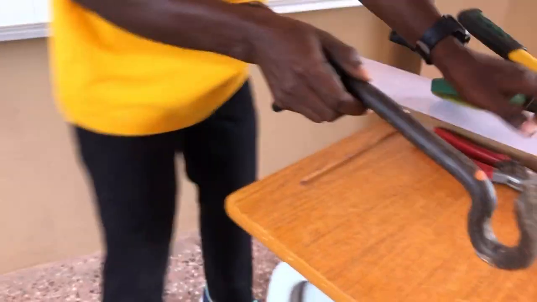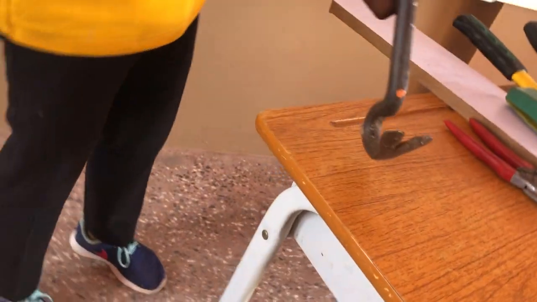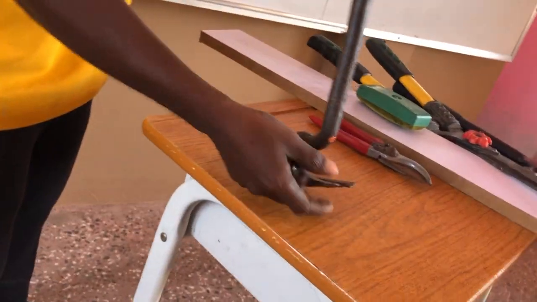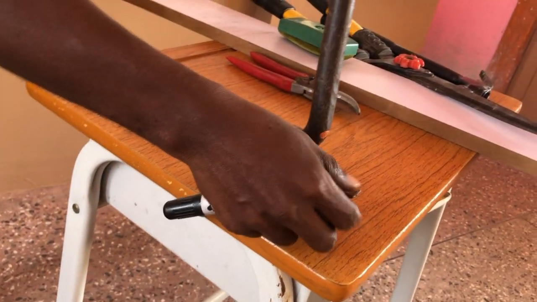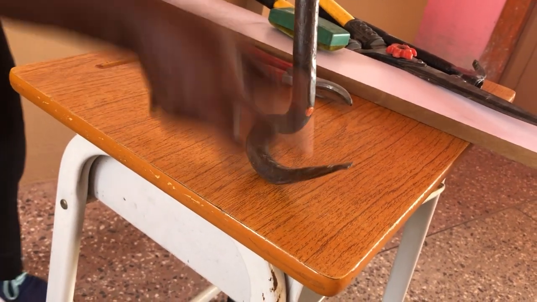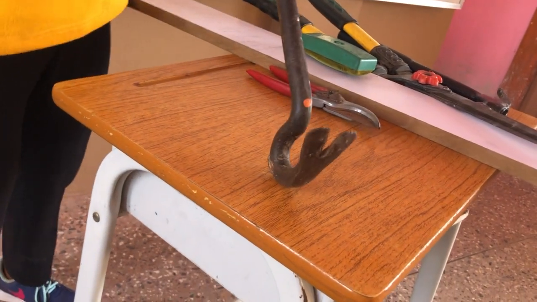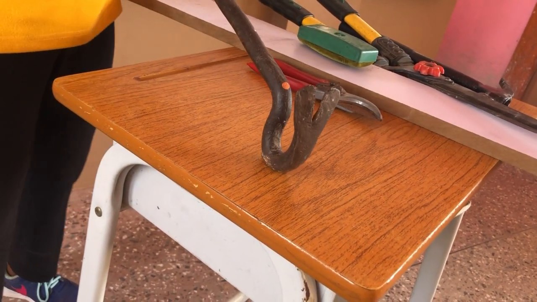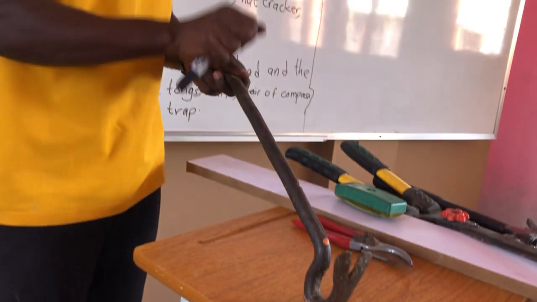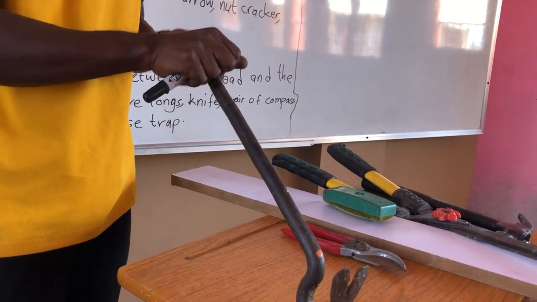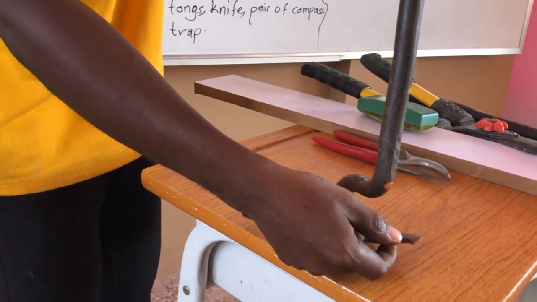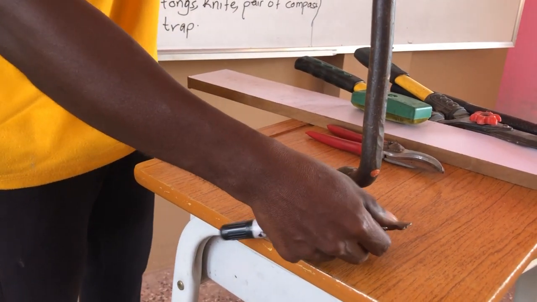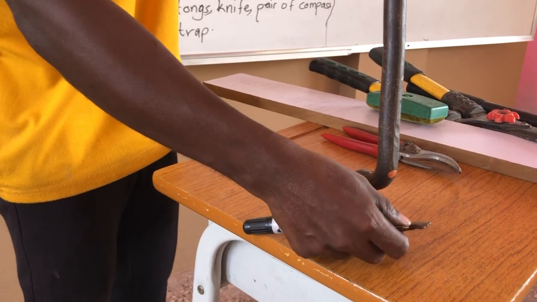Let's look at this. This is a crowbar. When I want to pull a nail from this table, I hold the nail with this place, then I apply the force. I push this place or I pull this place. So this place is where I've applied the force, the effort. Now the nail here is the load, because the nail is the work that I'm doing.